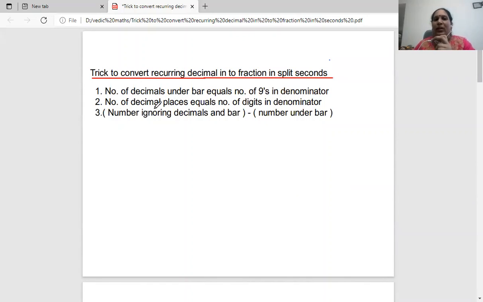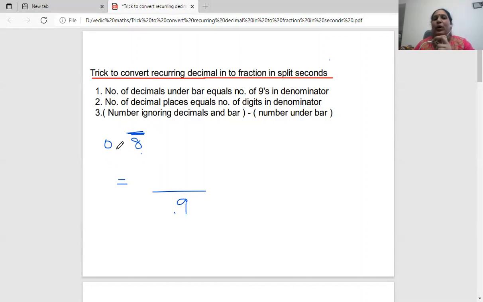Let's take those two questions which I just showed you. First, 0.8 bar. What is the first step? In the denominator, count how many decimals are under the bar. That many nines you should write. That's it. Here I have one decimal under the bar, so I write 9.